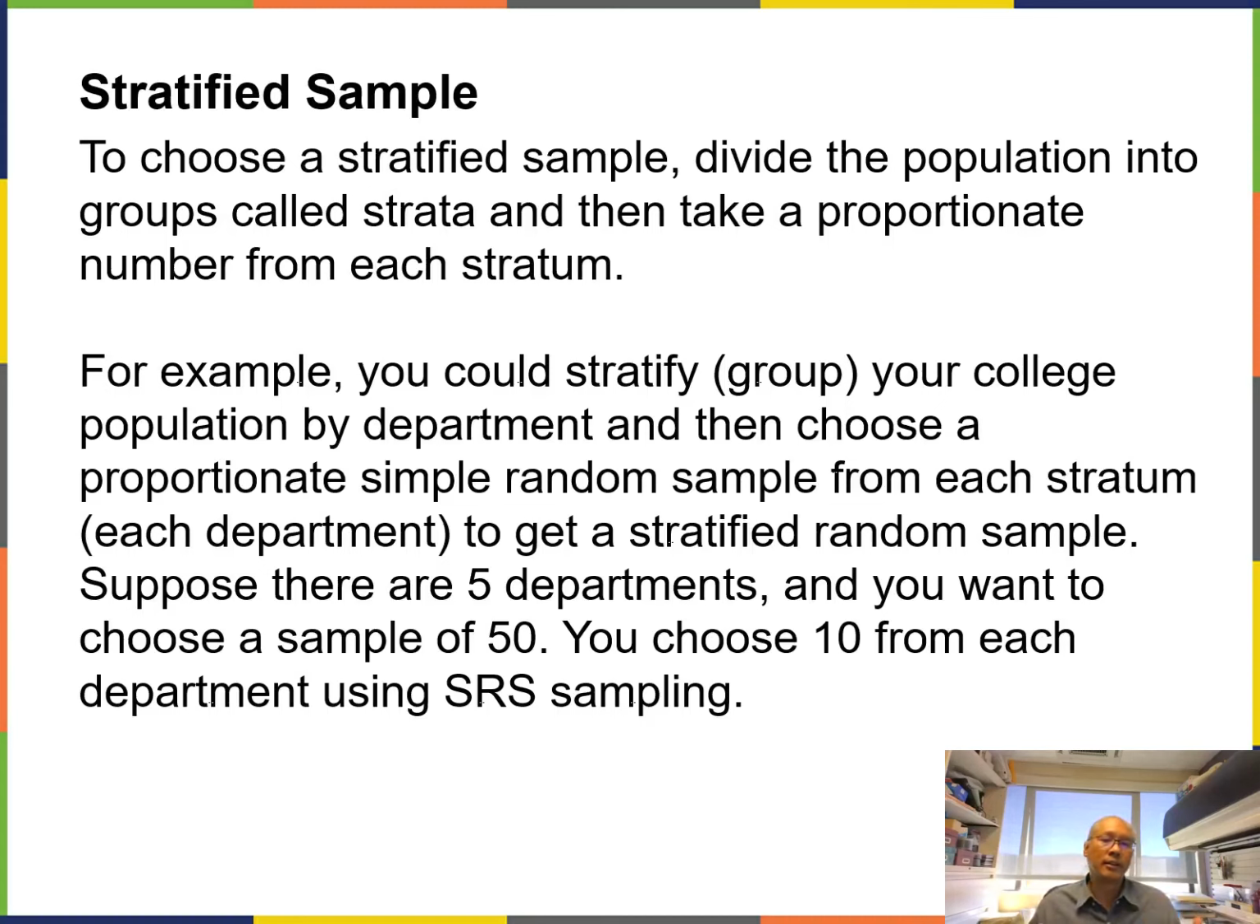Let's take a look at an example here. Your stratified group could be your college population by department, and then if you choose a proportionate simple random sample from each stratum, from each department, then you get a stratified random sample. So if you have 5 departments and you want to choose 50, then you can choose 10 from each of those 5 departments using some sort of simple random sampling, with the randomized way of collecting information.